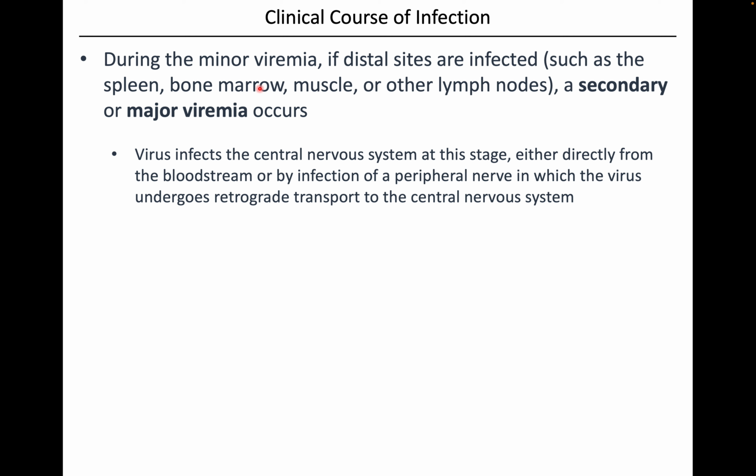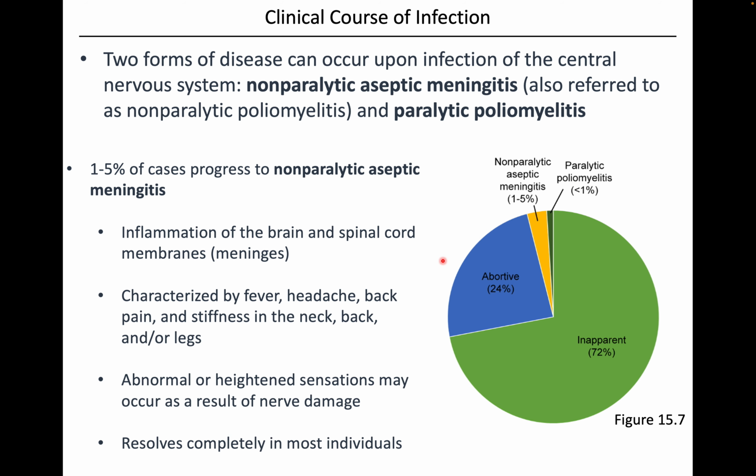And as I mentioned, you get that minor viremia, and if other sites are infected while the virus spreads through the bloodstream, so commonly things like bone marrow, muscle, spleen, other distant lymph nodes, that can lead to that second major viremia down the road. This is where you'll start to get virus into the peripheral nerves, going back into the central nervous system via retrograde transport. And then this is where we start getting the risk of paralysis.